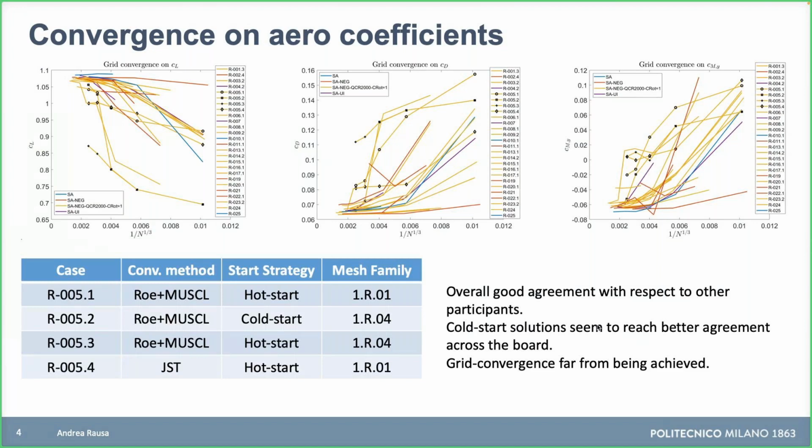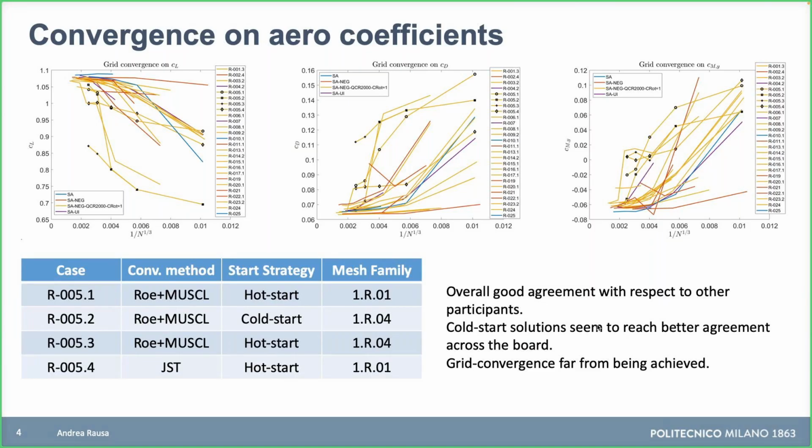Here are the CL curves. The x-axis for all the 3 graphs is a representation of the number of points. So the more to the left we go on the x-axis, the more points we have, so the mesh is increasing in resolution. Here we have CL, CD, and CMY, the pitch moment coefficient. So I tried 4 different ways of tackling this problem. I am R005 among the 25 participants here.